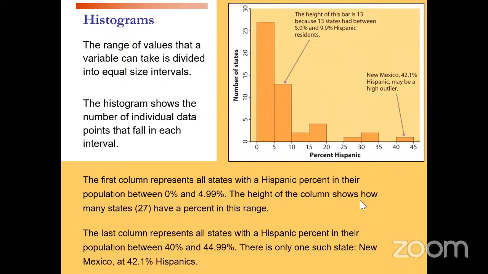We could also see that the first column represents all states with the Hispanic percent in their population between 0 and 4.99, and the height of the column shows how many states have a percentage in this range, right? Because you can see that on the y-axis we have the number of states. One thing is also very important whenever you are presenting any kind of graph, and that is the scale, right? What scale one must use to make the graph more attractive, more clear, and more meaningful.